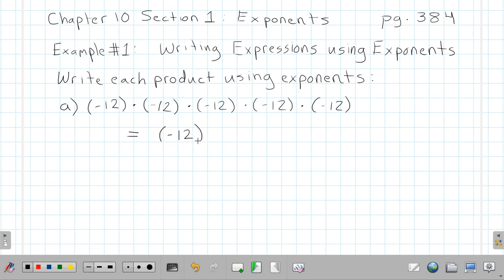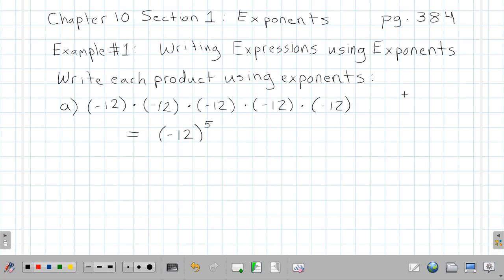But we know that the base is negative 12. Once again, that's the factor that's repeating. And now what we've got to do is count how many times the negative 12, or the base, repeats. So as you see here, we've got 1, 2, 3, 4, 5. So since we have 5 negative 12s, that means our exponent is going to be 5.